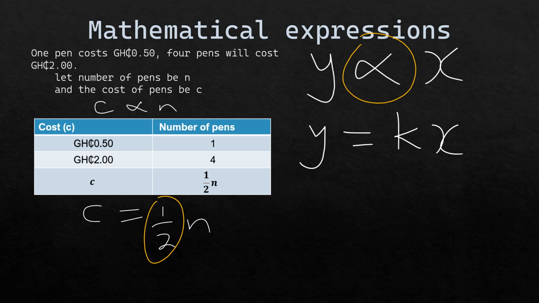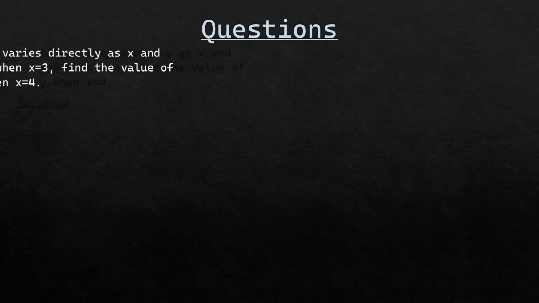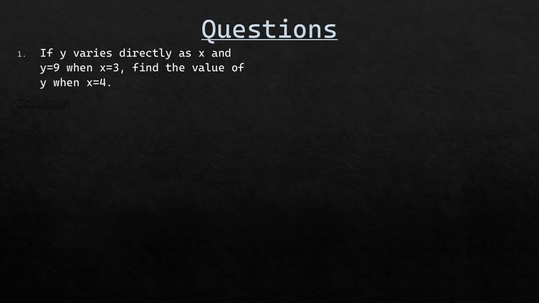Now, without wasting my time, let's try some questions to see how well we understand the concept. Okay. If y varies directly as x and y equals 9 when x equals 3, find the value of y when x equals 4.